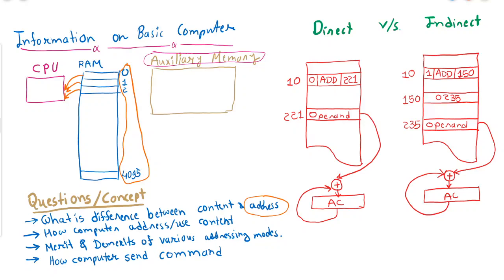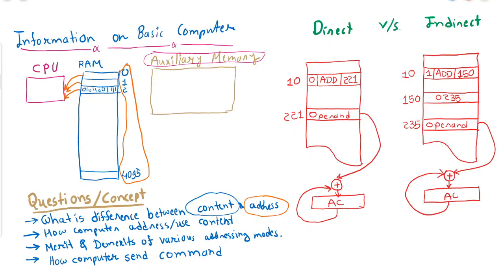On each location there will be some data. We can say there will be some binary data like 0 1 0 1 1 0 0 1 1 1 and so on. This binary data is known as content. So dear students, remember, whenever you want to access any content of RAM, you have to specify the address.